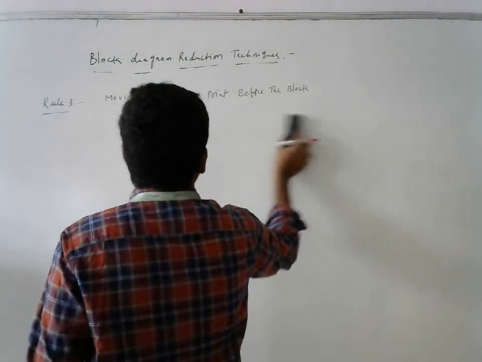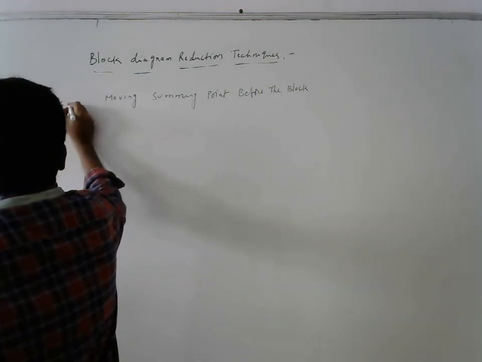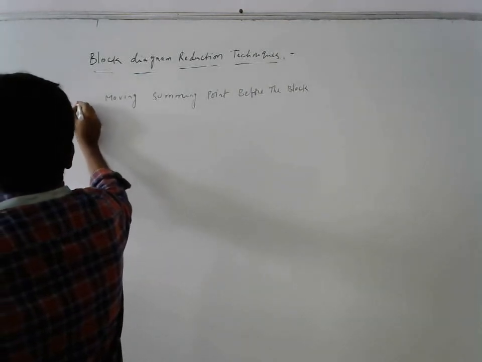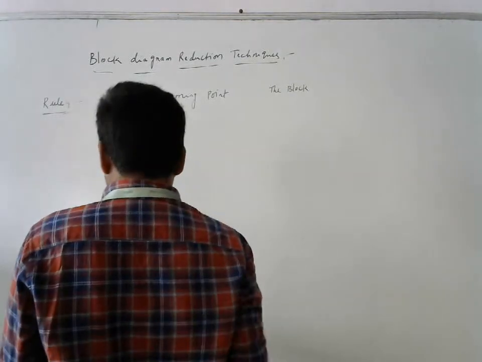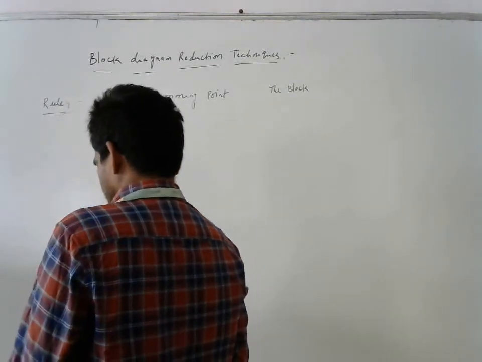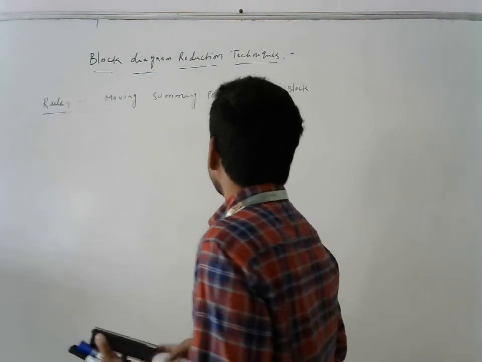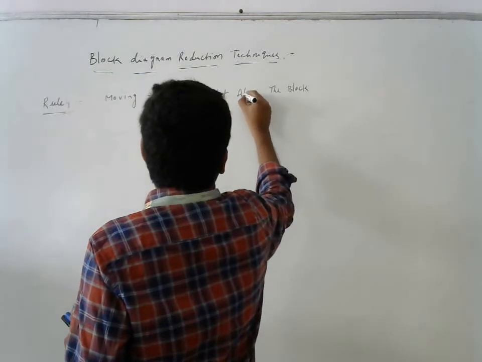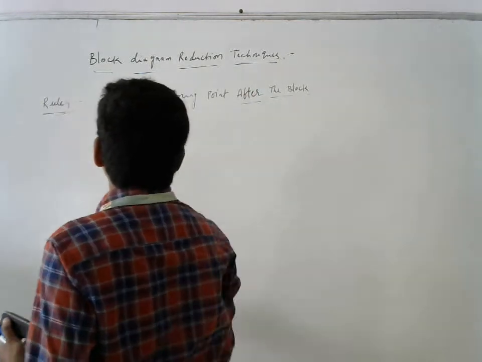Rule 4 is moving the summing point after the block. We are going to move the summing point after the block.